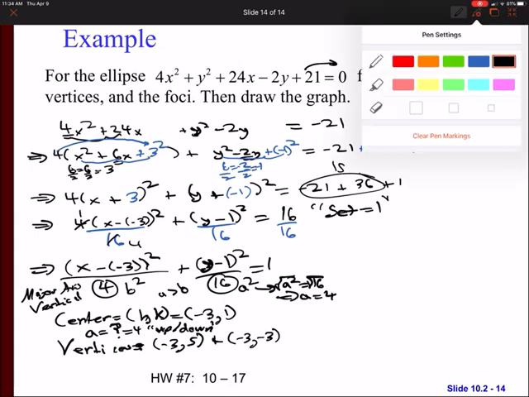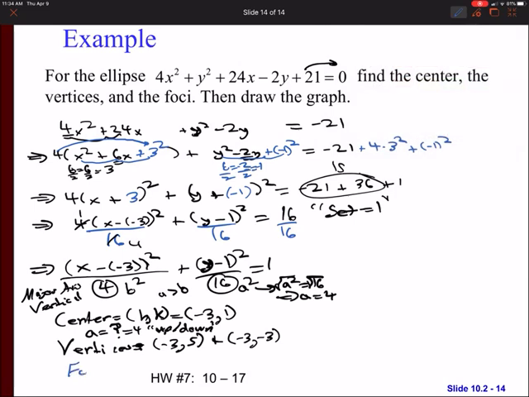Now for your foci, you can do a little bit more work to get the foci. So the foci is the value of c. So remember, what's c squared? It equals a squared minus b squared. So it's 16 minus 4, which is 12. So c squared equals 12. C equals the square root of 12. Got to take the square root of both sides.